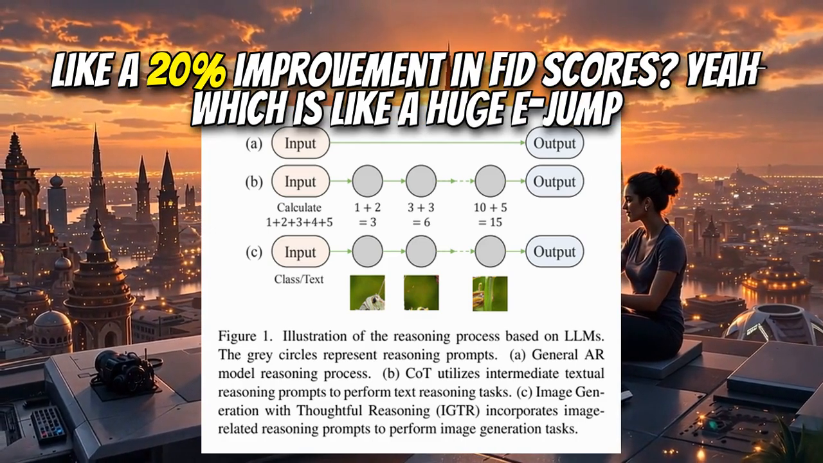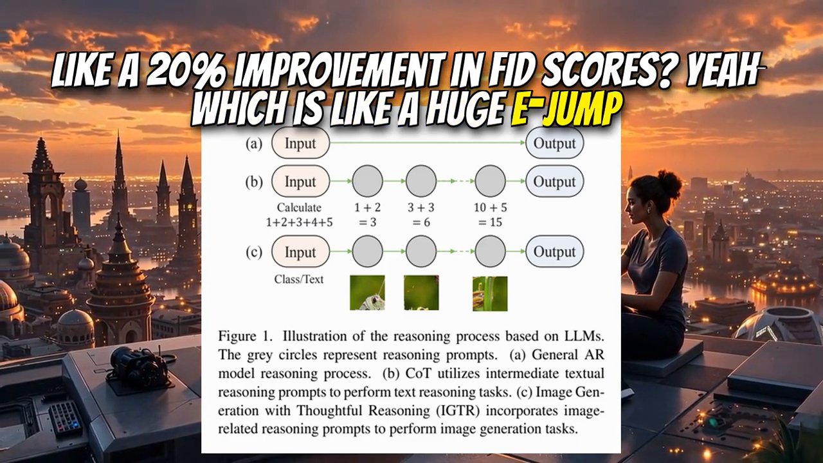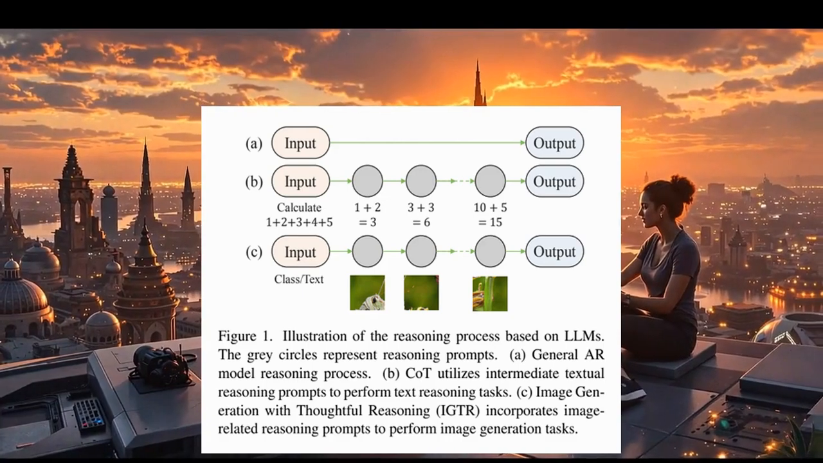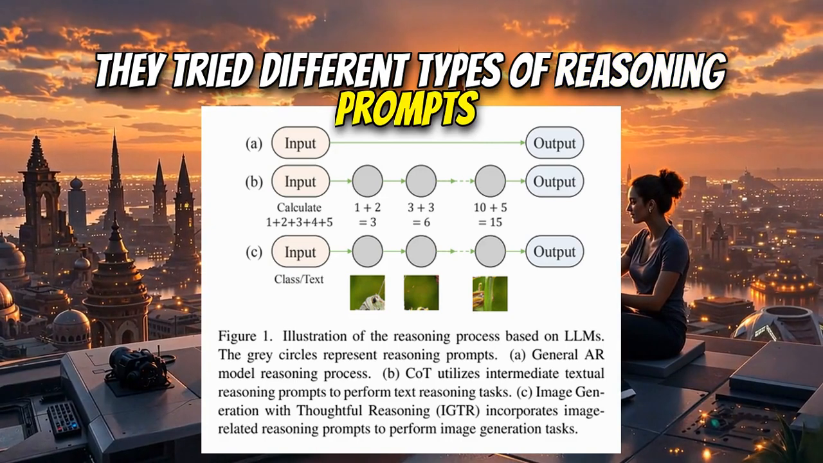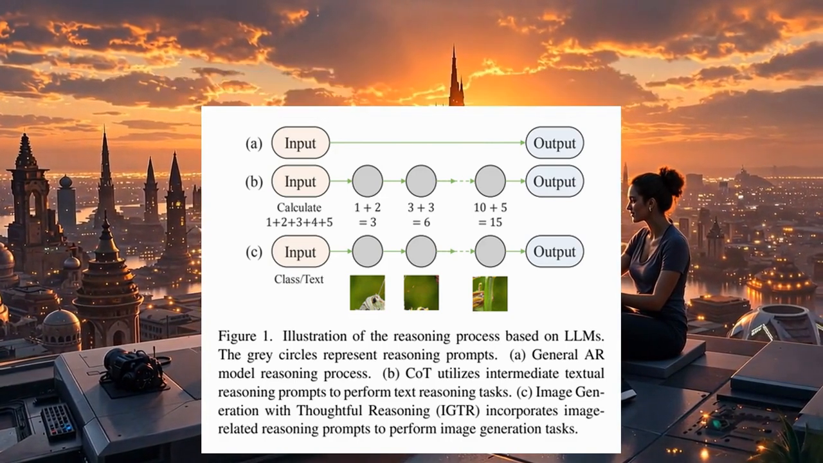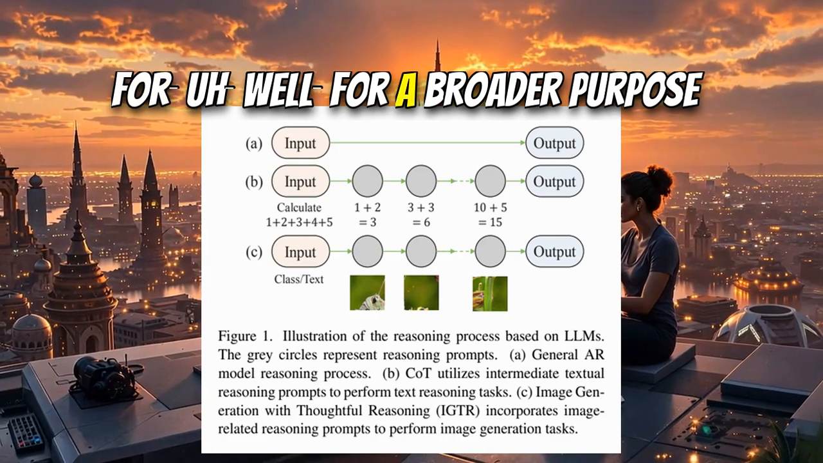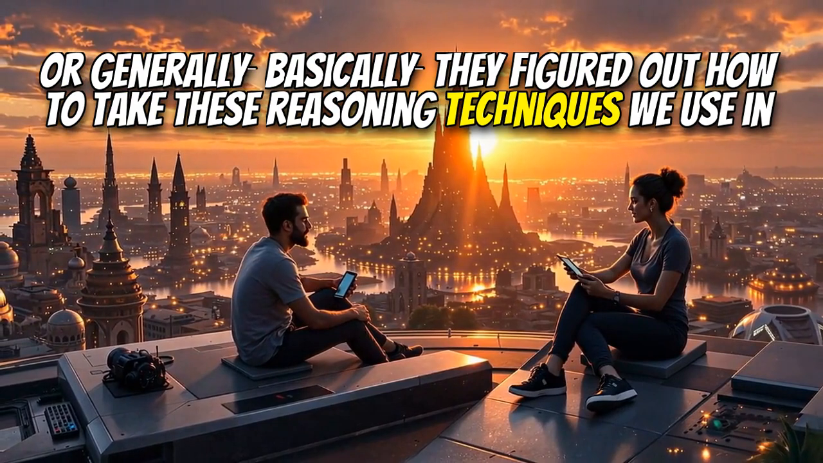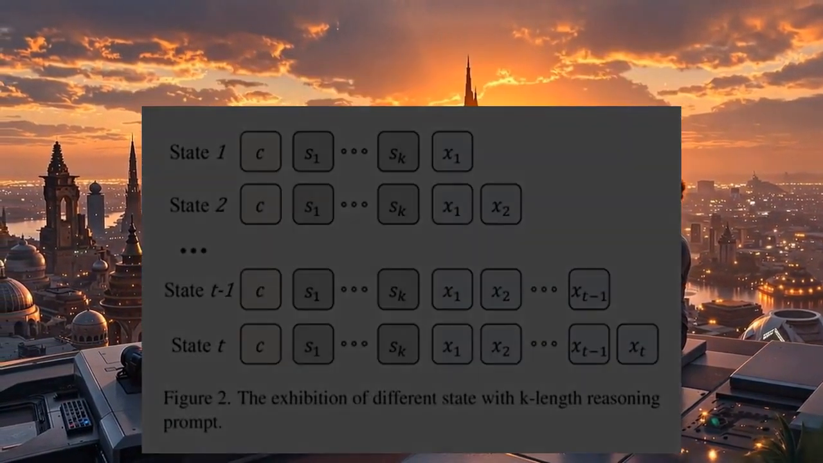Like a 20% improvement in FID scores? Yeah, which is a huge jump. Huge. Compared to a regular autoregressive model. Exactly. And the cool thing is they didn't just stop there. They tried different types of reasoning prompts. Like class reasoning prompts, for specific categories, and then universal reasoning prompts, for a broader approach. Basically, they figured out how to take these reasoning techniques we use in NLP and apply them to visual generation. It's pretty mind-blowing.